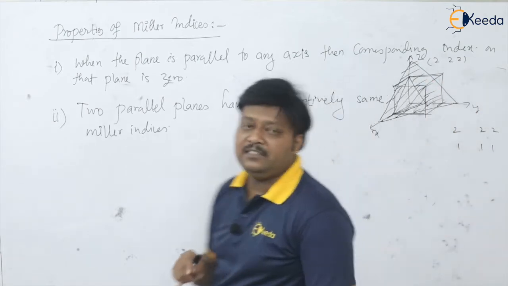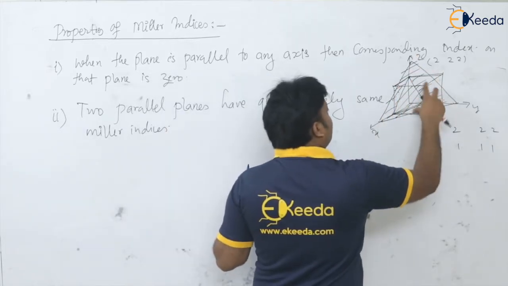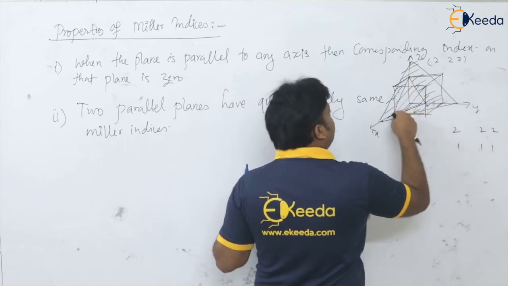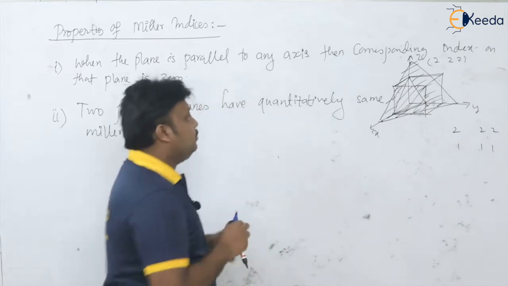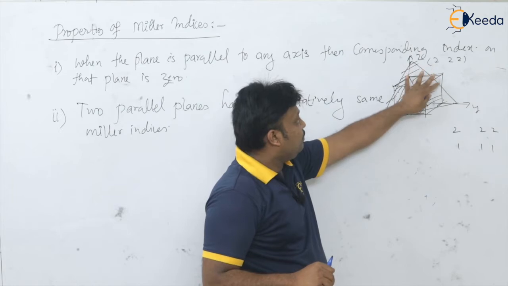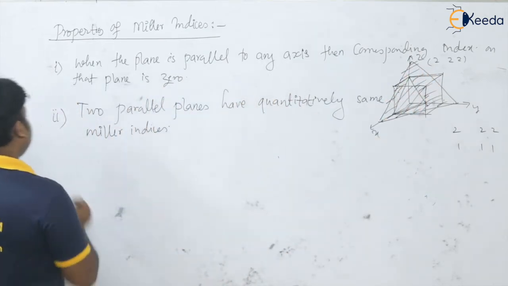Two parallel planes. Only the thing is that this one is outside of this cube, so for more convenience, we can take into consideration the plane 1, 1, 1. These are actually two parallel planes, 2, 2, 2 and 1, 1, 1. They quantitatively have the same Miller indices. That is the thing.